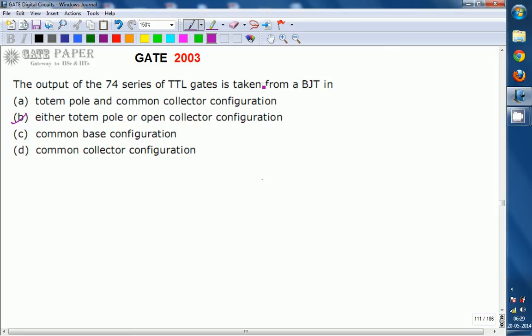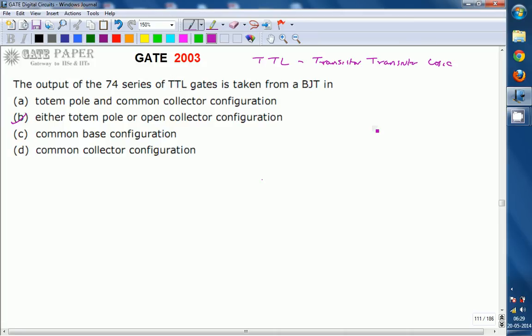TTL stands for transistor-transistor logic. It was the most successful logic family in the past. Nowadays CMOS logic families are dominating, but TTL was the most successful in the previous generation. Even now, TTL logic gates are used in laboratories while performing digital IC applications lab experiments.